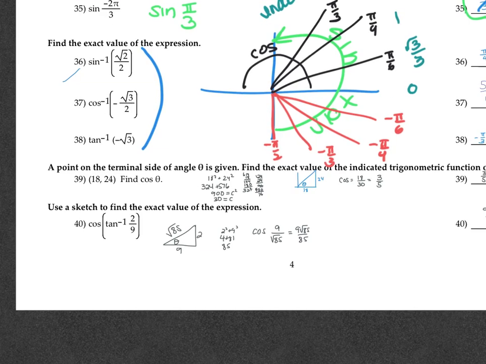Okay, 39 is your triangles. So 18, 24, the missing side there is 30. And then you've got to find cosine.